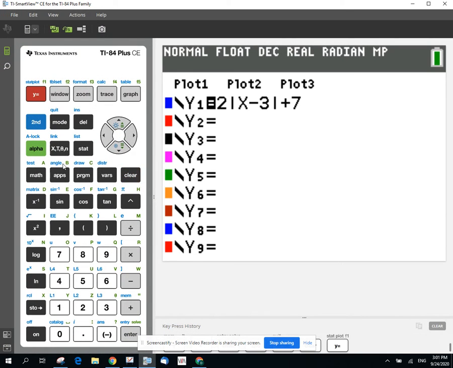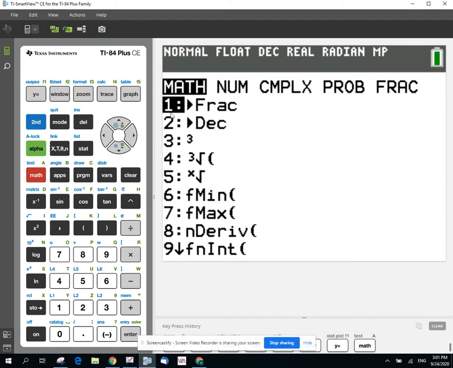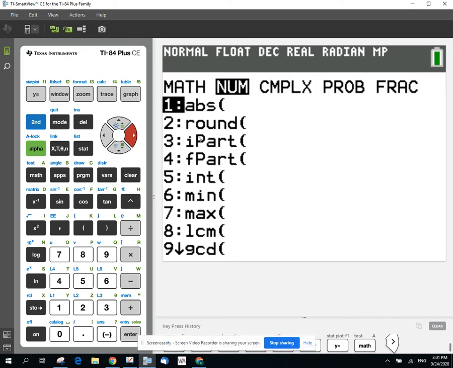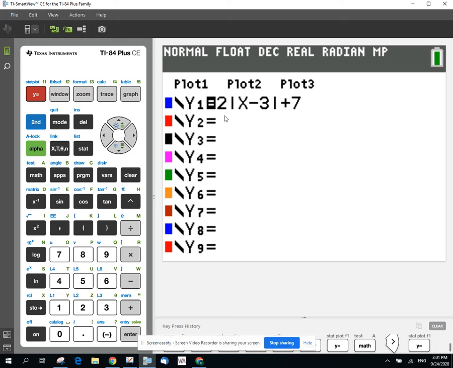Just reminders about how to do this. You go y equals, and if you have anything else in here, you should clear that out. And I've typed in 2 times the absolute value of x minus 3 plus 7. If you've forgotten where absolute value is, it's under the math function. Press math, and then right arrow over to num here, and it's the first one, okay? And if I pushed enter right now, or if I push the number 1 right now, either way, it would overwrite the absolute value. Now I already have it in there, so I don't want to put that in.